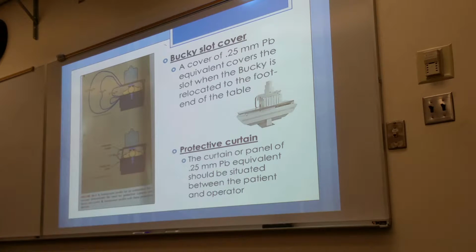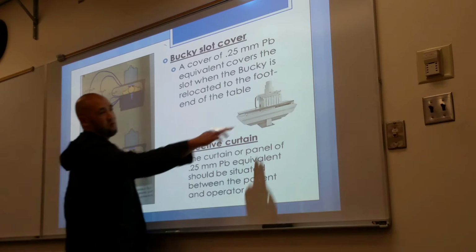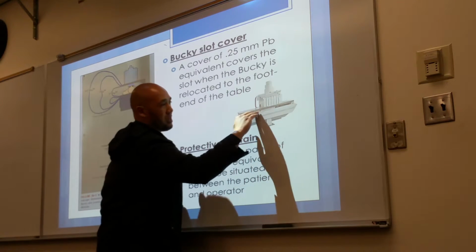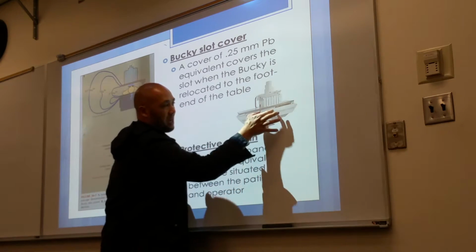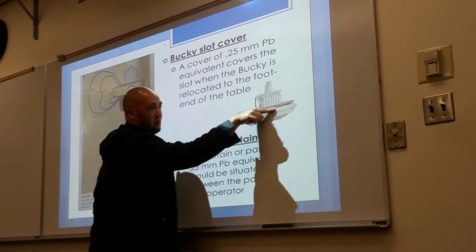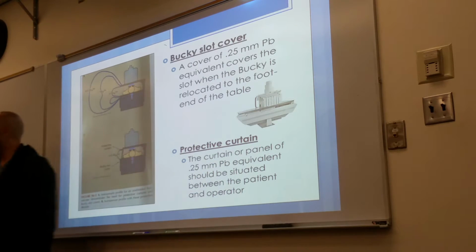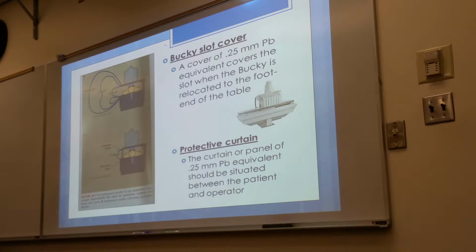Okay, bucky slot cover. A cover of 0.25 millimeters of lead equivalent covers the slot when the bucky is relocated to the foot end of the table. So again, here's the bucky, your film tray. When you put the bucky all the way down, there's going to be a slot cover of 0.25 millimeters of lead equivalency to protect you from scatter radiation coming from the table.